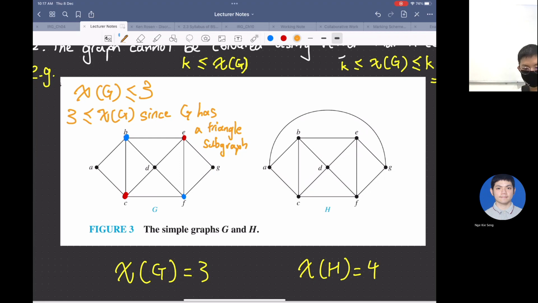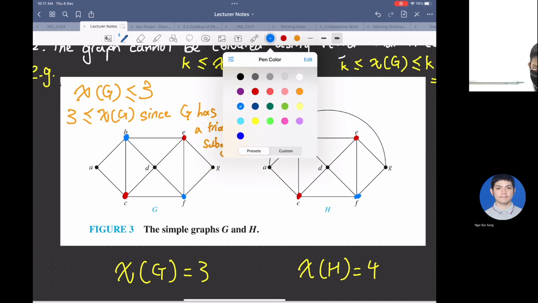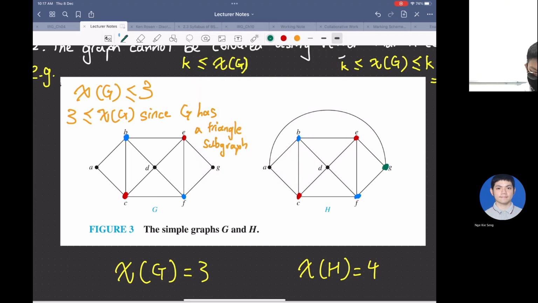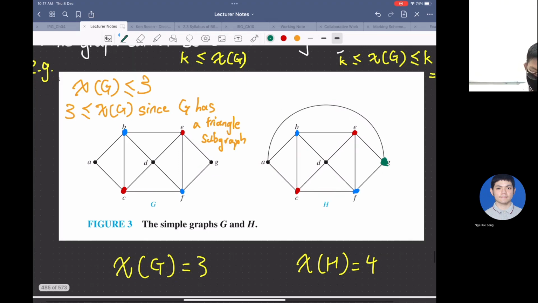How about H? H is also the same. We put B as blue again, C as red again. Now D black, E red, F blue, G black. Can G be black? Why? It's connected to A, so it has to be different from A, different from E, different from F. So we need to pick an extra color. So the chromatic number is less than or equal to 4.